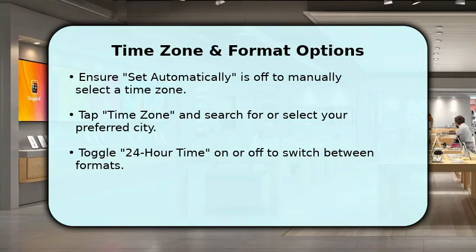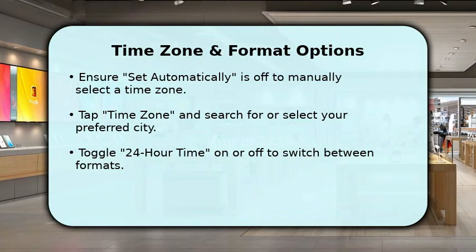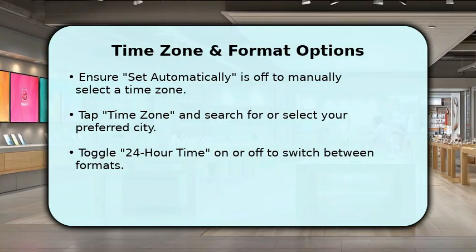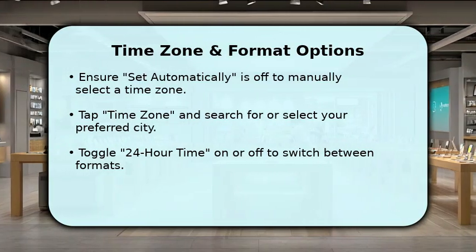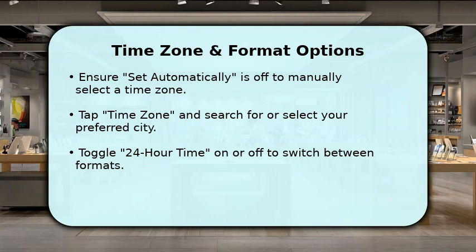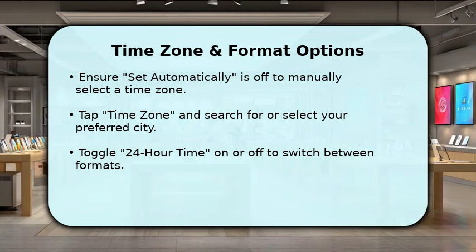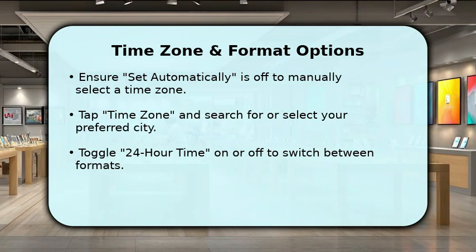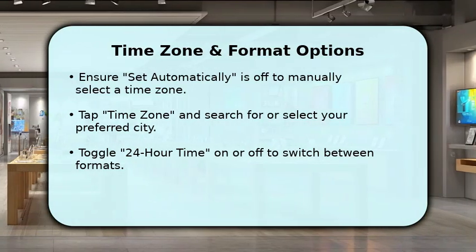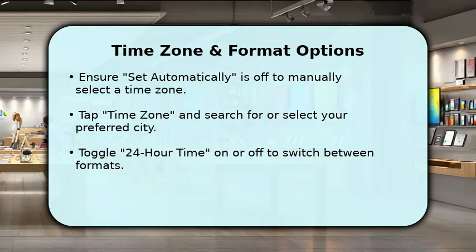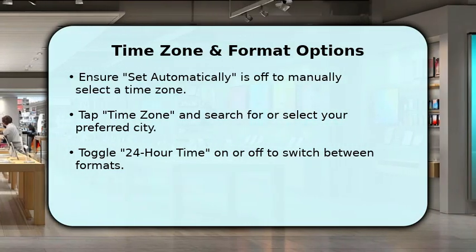If Set Automatically is off, you can tap on Time Zone to manually select a specific city or region. Additionally, you have the option to switch between a 12-hour and a 24-hour clock format. Simply toggle the 24-hour time switch to your preference. These settings give you full customization over how your iPhone displays time, ensuring it suits your personal needs perfectly.